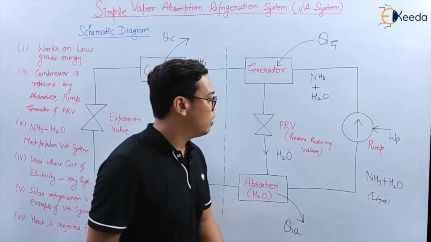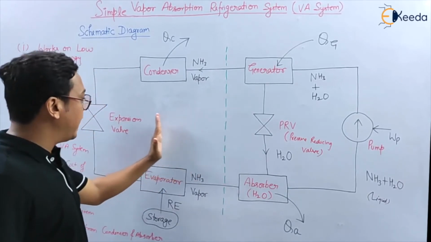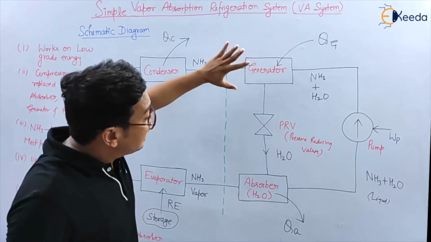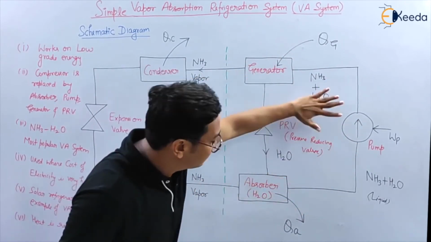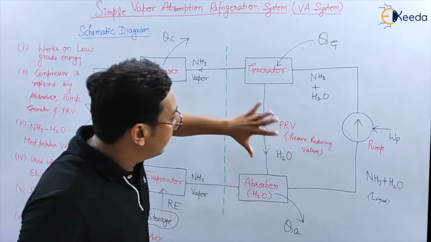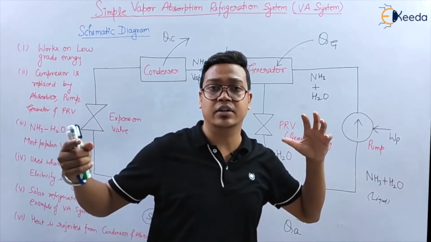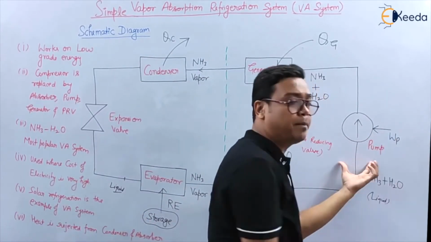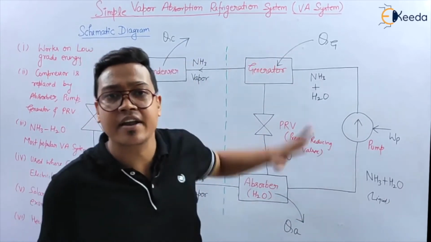Now the compressor is replaced by the absorber, pump, generator and PRV. In the vapor absorption system, you see here there is a dotted green line I have shown. The left side of this dotted line is the part of the simple vapor compression cycle, and this was the part of the compressor. In the simple vapor absorption system, the compressor is not there. The compressor has been replaced by the absorber, pump, generator and PRV. There is no moving part except the pump. This is a small pump, so technically the work input to the pump is very, very less in this case.